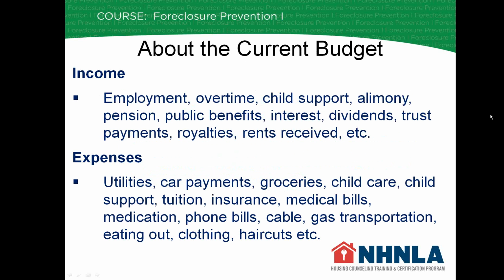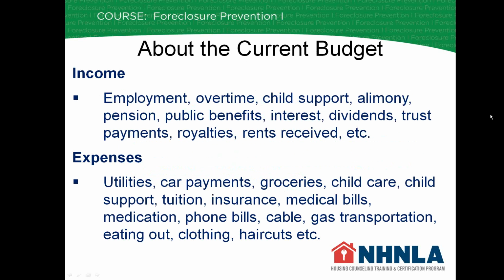Now you're going to look at income: employment, overtime, child support, everything we talked about in the previous section. Pension, public benefits, any kind of interest or dividend they might get, a trust payment, royalties, rents, any type of income you want to include in your current budget, as well as expenses.